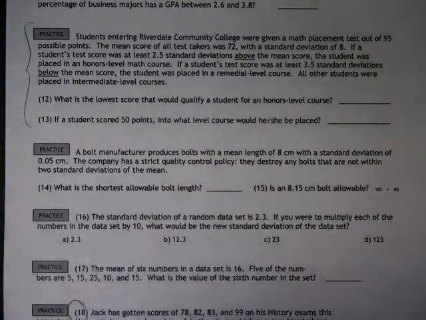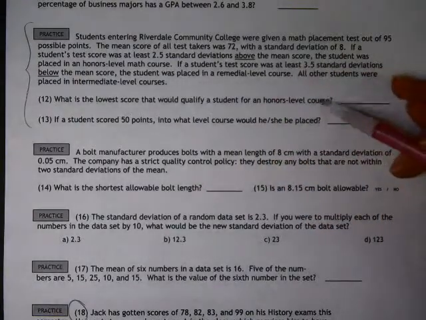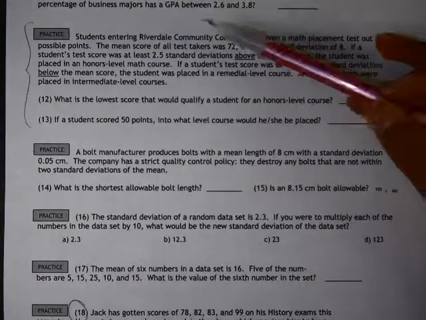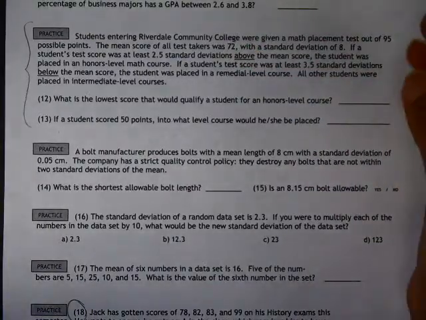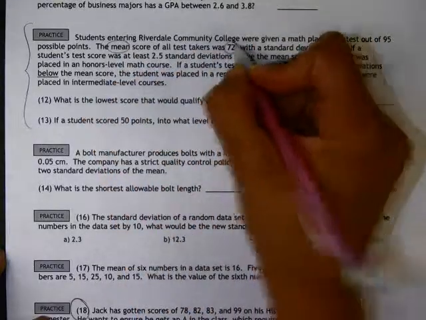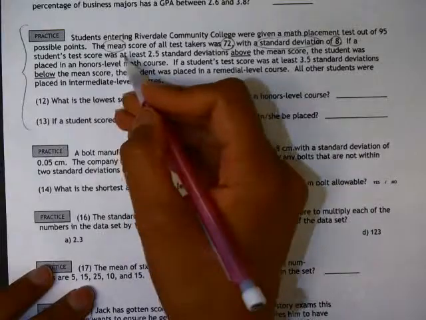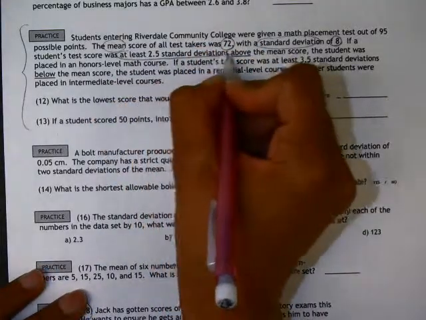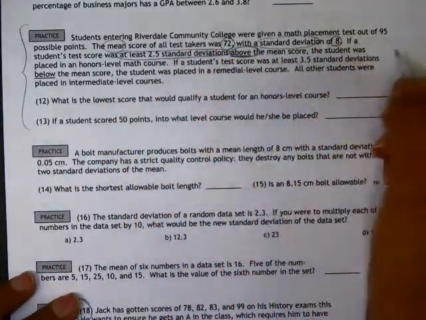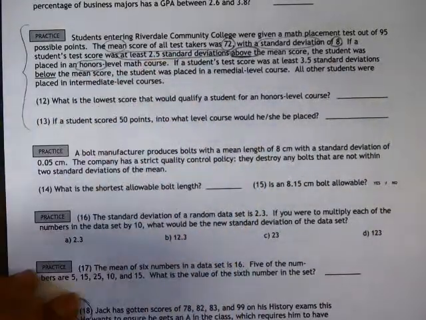This is for worksheet 27.3. We're going to look at 12 and 13. So students entering Riverdale Community College were given a math placement test out of 95 points. The mean score was 72, standard deviation is 8. If a student's test score was at least 2.5 standard deviations above the mean, then they got into honors.